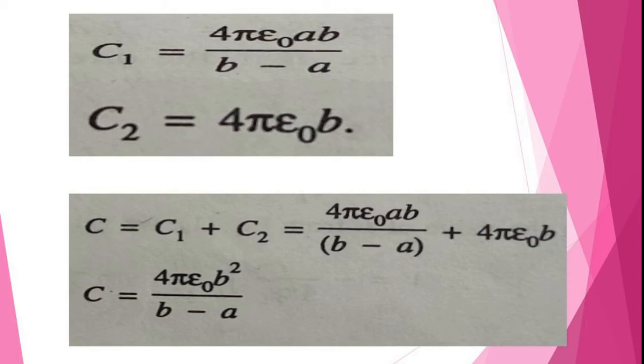Now since these capacitors are in parallel, you can add them and find out the effective capacitance of this combination as 4 pi epsilon 0 B square by B minus A. So that is the expression for the capacitance of a spherical capacitor with inner sphere earthed.